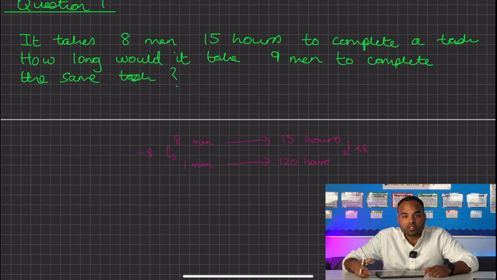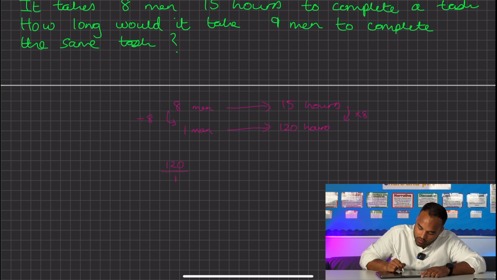If that was then shared between 9 people, we have 120 divided by 9, and that simplifies to 40 over 3. So it would take 9 men 40 over 3 hours. But let's change it to a decimal. As a decimal, that ends up being 13.3 recurring hours.